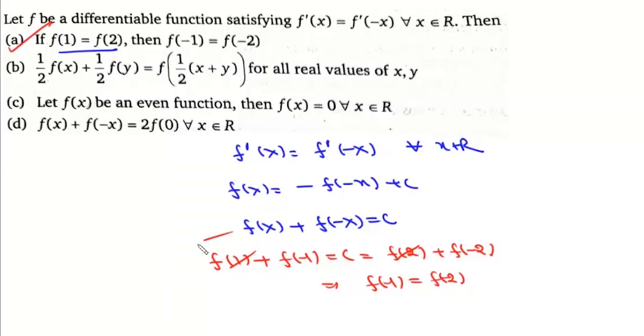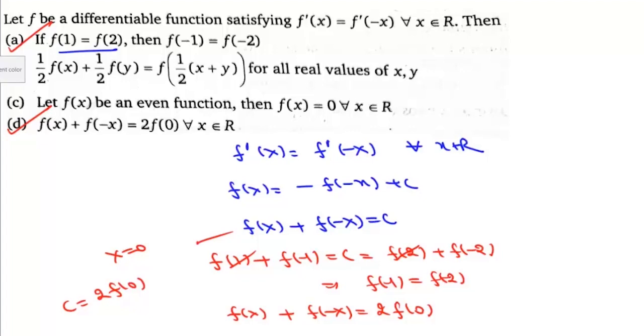Now in this, if we put x as 0, we can write c as 2 times f0. So from here we can say fx plus f minus x should be equal to 2 times f0. That means this option D is also correct. Now if you look at this option B, then we are given 1 by 2 fx plus 1 by 2 fy is equal to f of 1 by 2 x plus y.